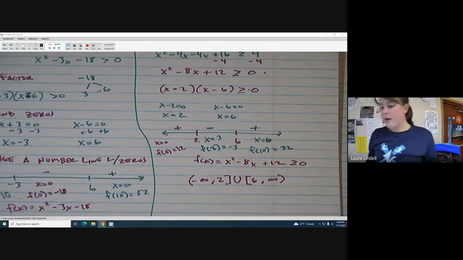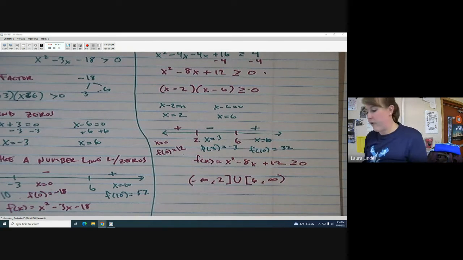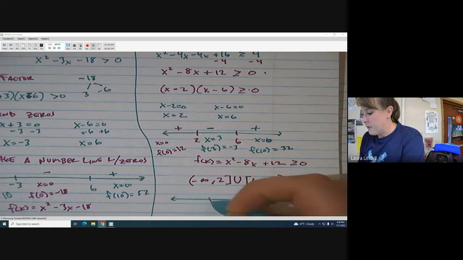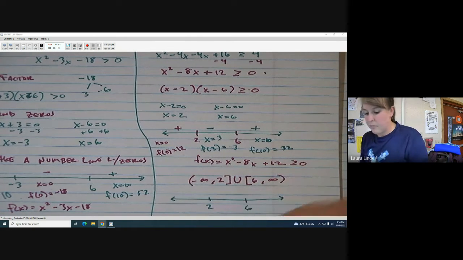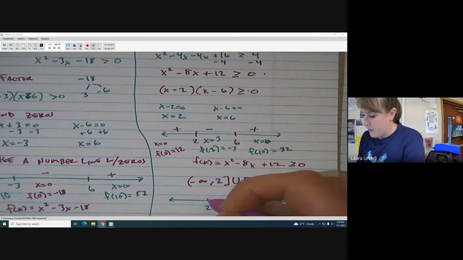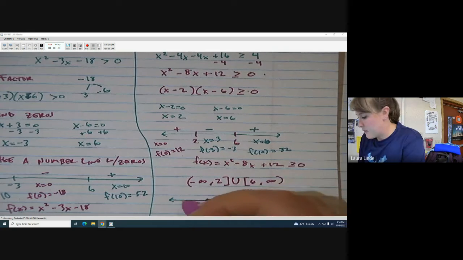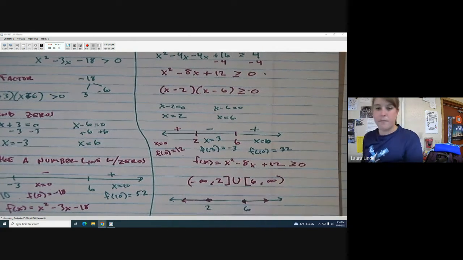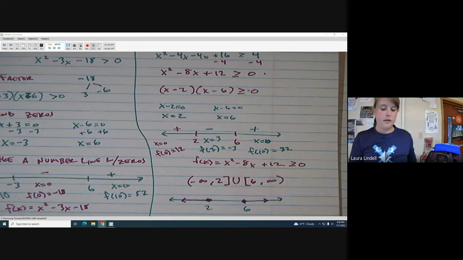The other way that we can do this is graphing our solution set on a number line. So I can put 2 and 6 on the number line. And then since this is a greater than or equal to that we have, I can do a solid dot and an arrow, and a solid dot and an arrow. Okay. So there's a couple different examples of some quadratic inequalities that you might be asked to solve.